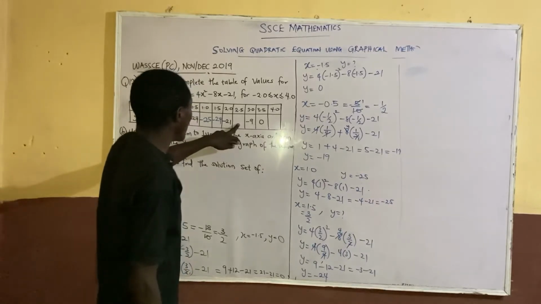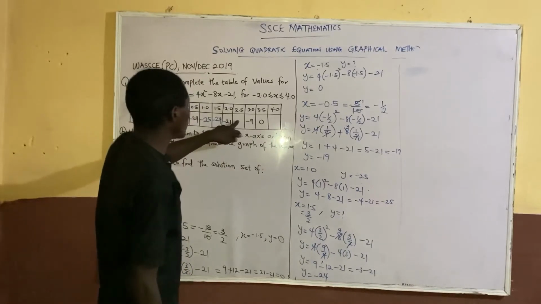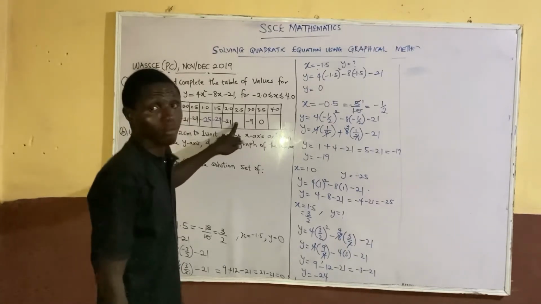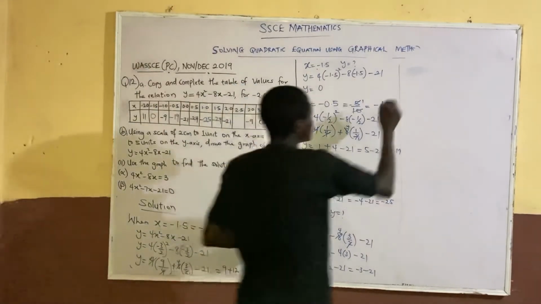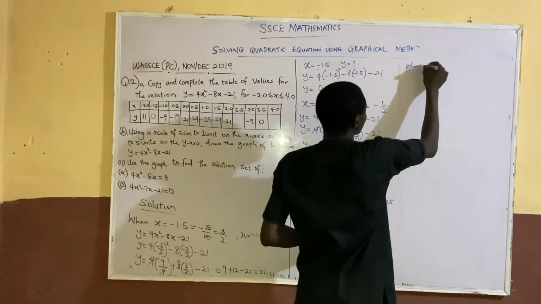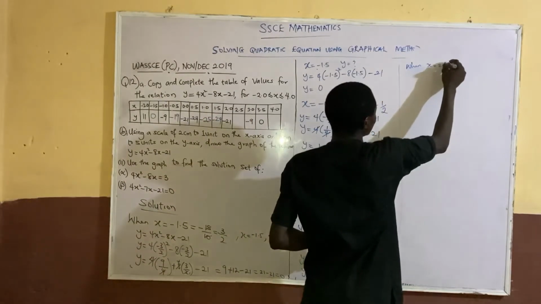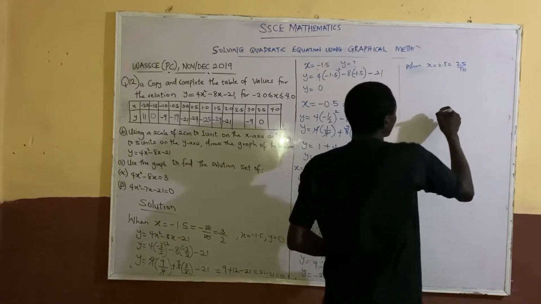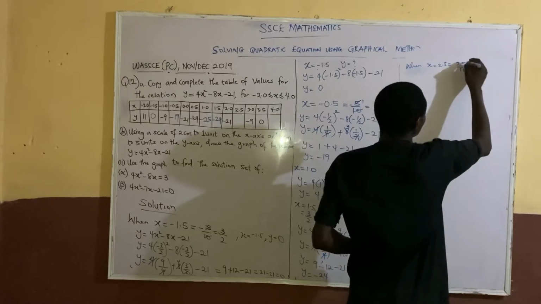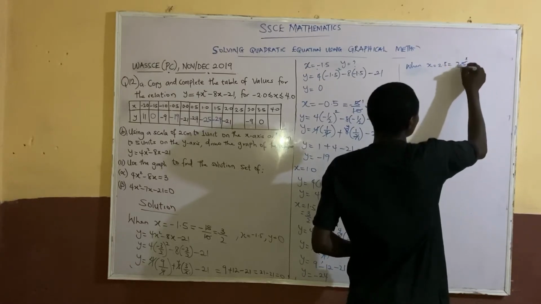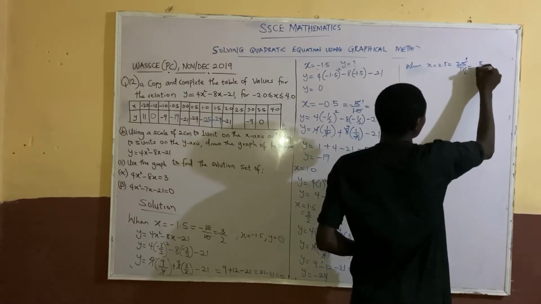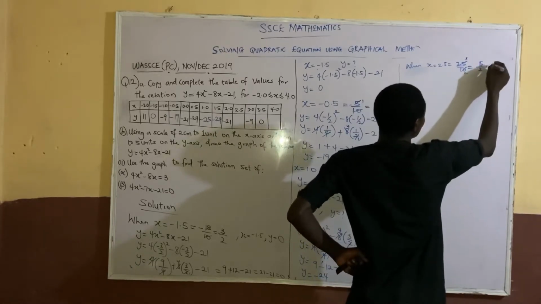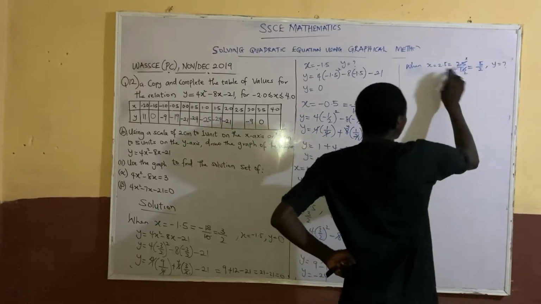What will be our y in this column when x equals 2.5? So when x is equal to 2.5, which is same as 25 over 10, which is equal to 5 here, 5 here, 2. So we have 5 over 2 for our x. Then what will be our y if our x is 5 over 2?